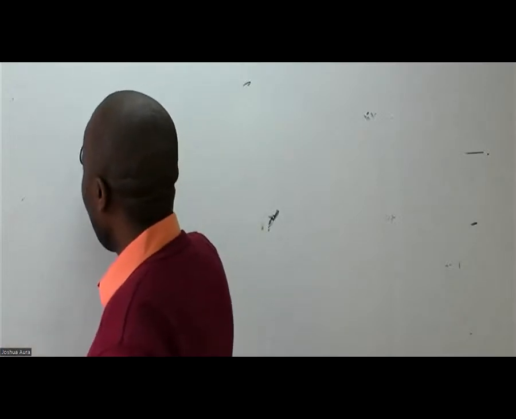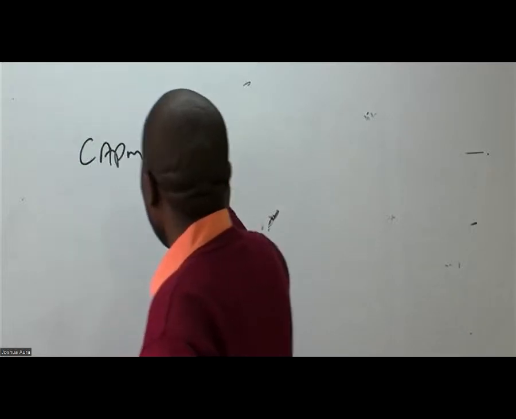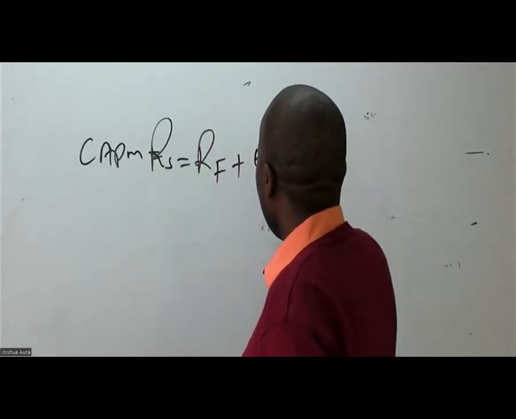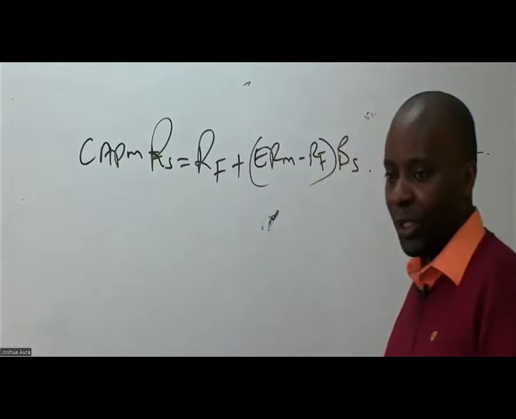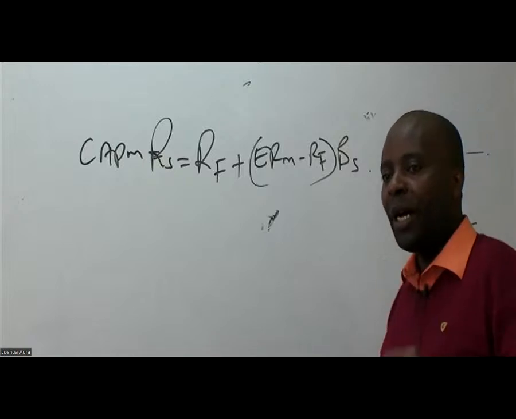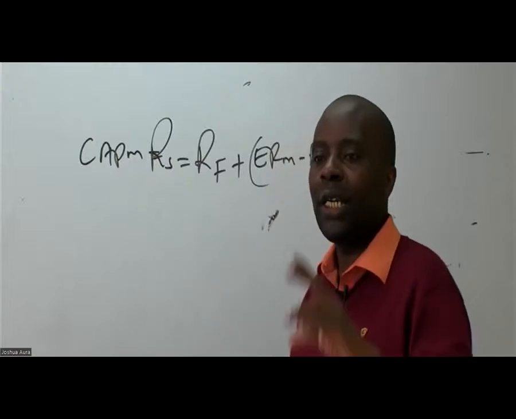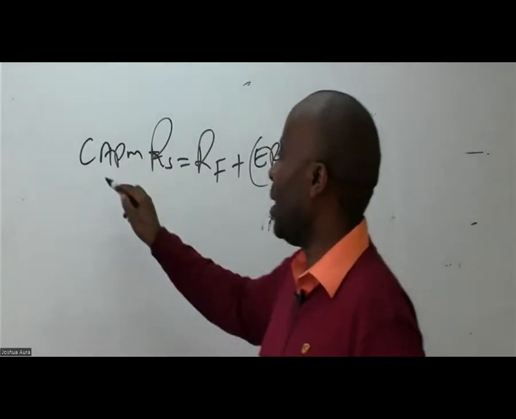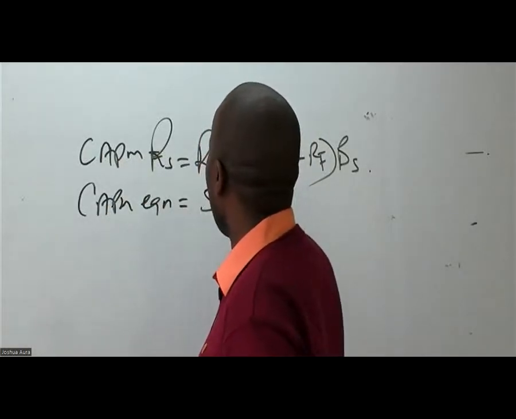Now, we have what we call CAPM, and all of us know what CAPM looks like. The CAPM returns formula is risk-free plus ERM minus risk-free multiplied by beta of the security. Very important. If I want to confuse you, instead of the word CAPM, I can call this an SML equation. So the CAPM equation is also known as the SML equation.